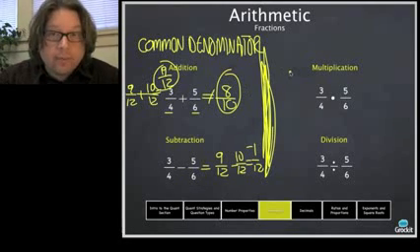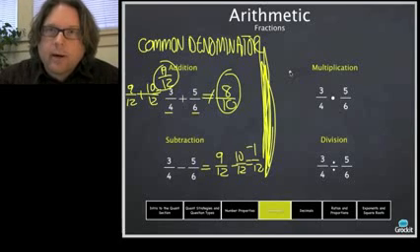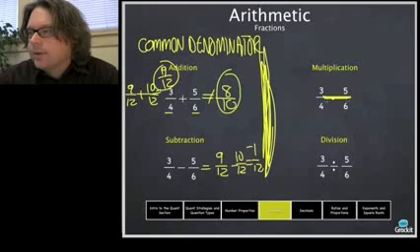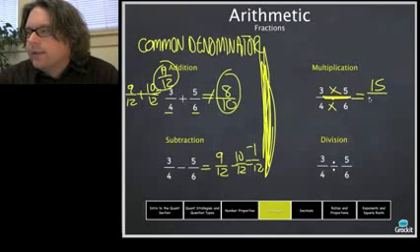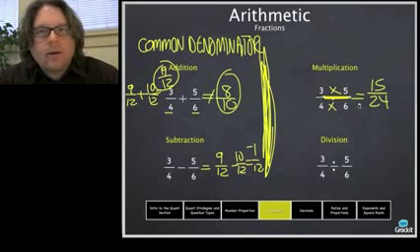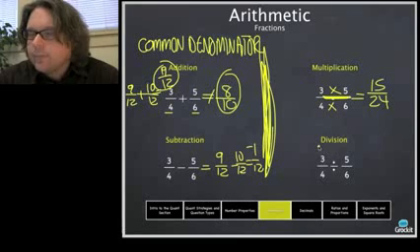This is to be contrasted with multiplication and division, which do not require a common denominator. Multiplication, you do multiply across. You can just treat this as 3 times 5 over 4 times 6. So that's 15 over 24. It really is that simple. You just multiply across numerator and denominator.